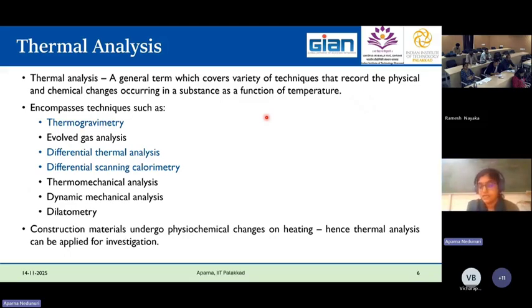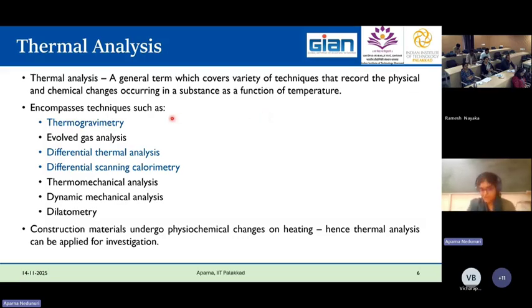Now coming to chemical change, what is happening within the material? Is the material stable, or is there any decomposition happening in terms of either decarbonation or dehydration, or several other ways like oxidation, that a material can undergo a chemical change. Construction materials can also undergo both physical and chemical changes upon heating, and hence thermal analysis can be used to investigate the microstructure of construction materials.